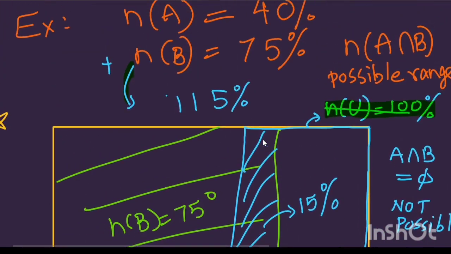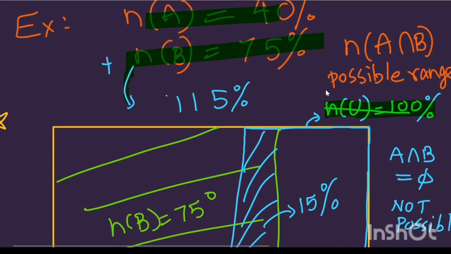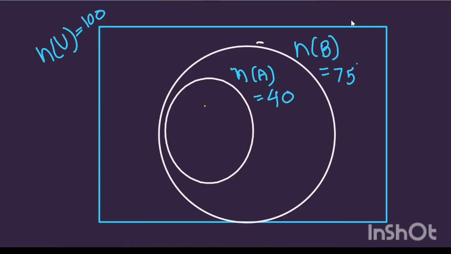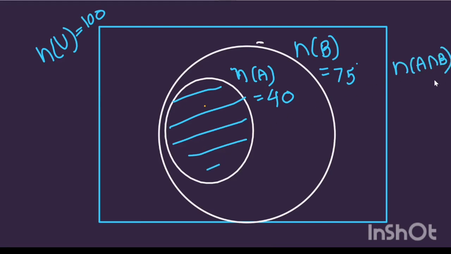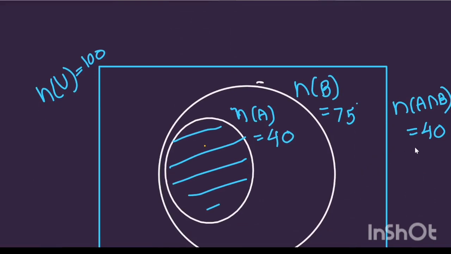Now, what about the maximum range of n(A intersection B) for the possible values of 40% and 75% for n(A) and n(B)? So which figure is possible then? So yes, guys, it is this one. As you can see here, the maximum intersection, A intersection B, is 40, which is equal to n(A) only. So this is the maximum it can have.